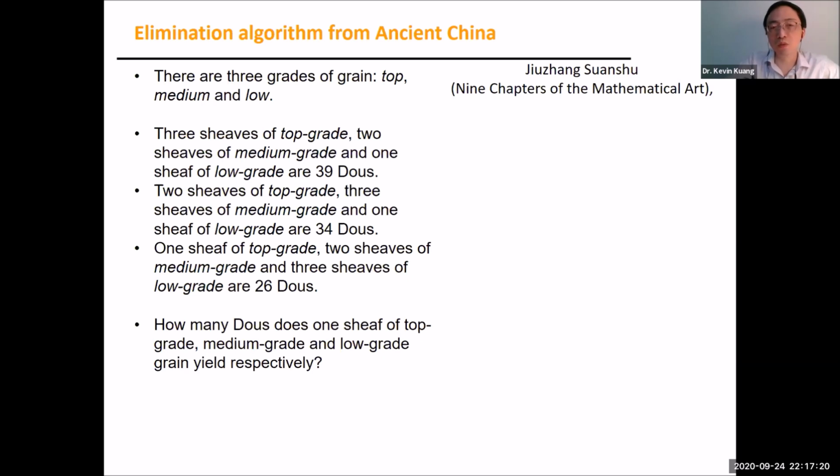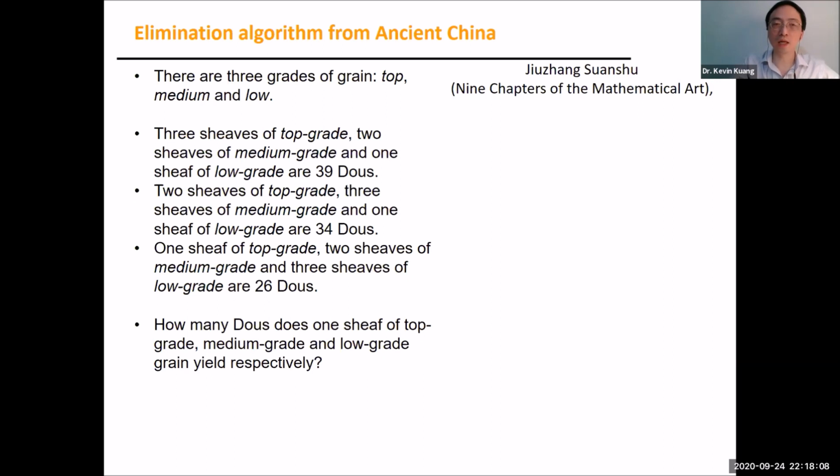Okay. Now you can start to see where this is going because we will see another 2 more situations which you can form linear equations. Okay. So the second one goes like this: 2 sheaves of top grade, 3 sheaves of medium grade, and 1 sheaf of low grade are 34 dowels. And the last, 1 sheaf of top grade, 2 sheaves of medium grade, and 3 sheaves of low grade are 26 dowels. So the question that they wanted to answer was, how many dowels does 1 sheaf of top grade, medium grade, and low grade grain yield respectively?